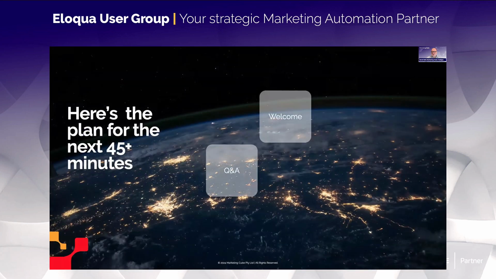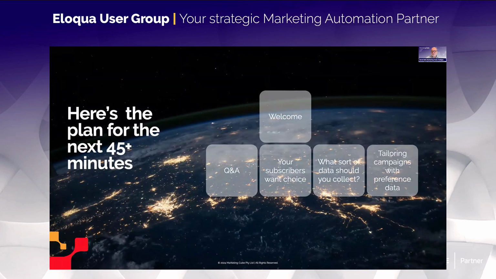So for the next 45 minutes, what are we covering? We'll have a little bit of welcome, then move into Q&A. I think we had one question submitted this month, so we'll go ahead and try and answer that one for you. And then dive into the aspects of a preference center, looking at essentially what your subscribers are wanting, and generally speaking, they want choice. So we're going to look at ways to help you manage that and offer that in such a way that's convenient and easy for them to do.